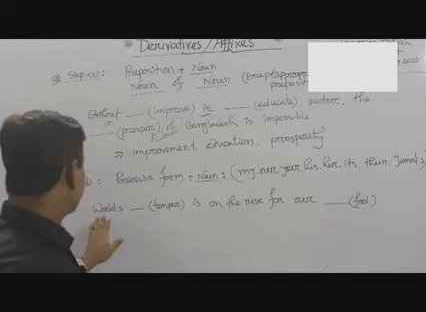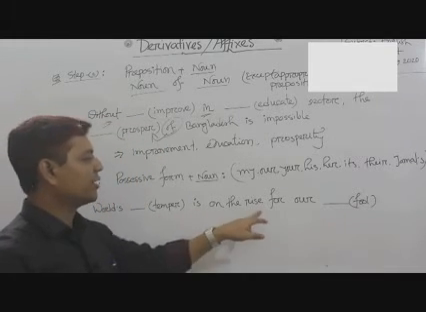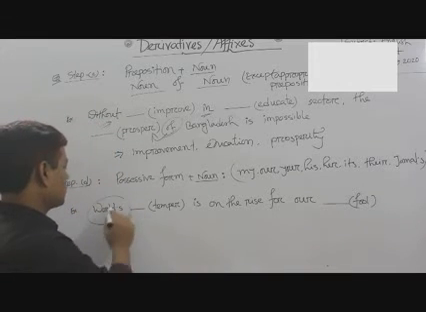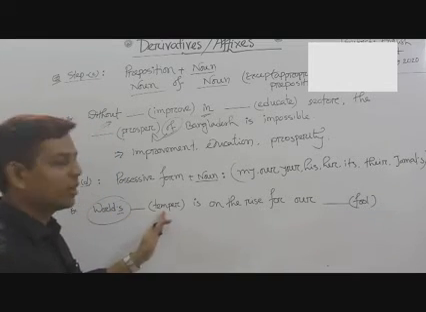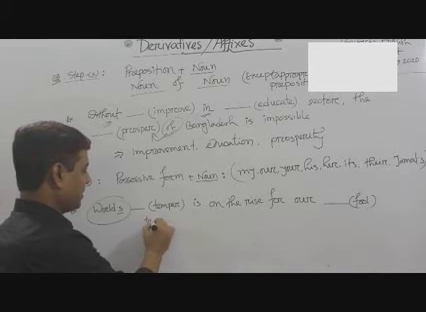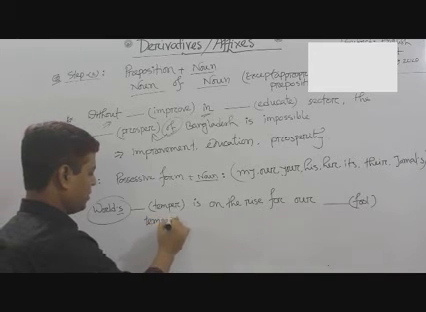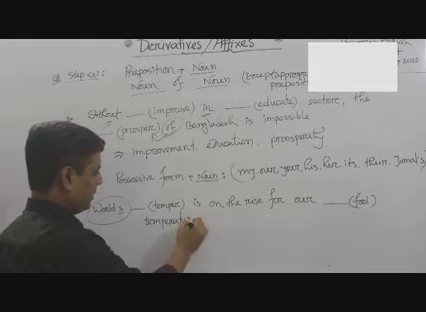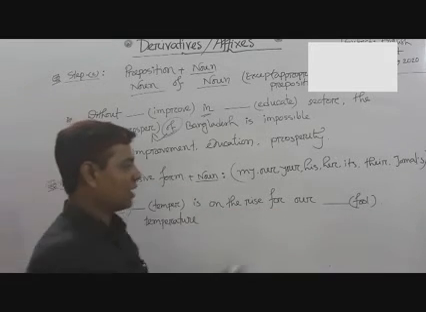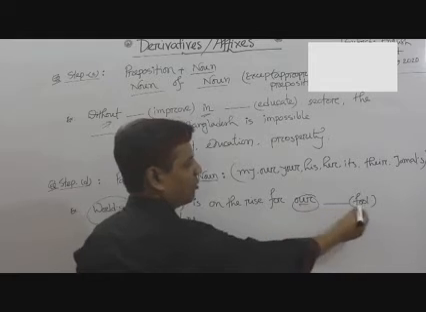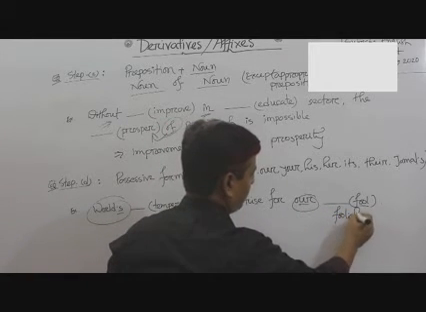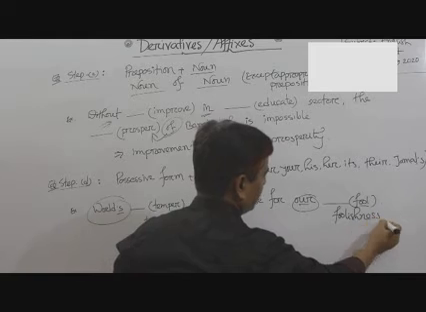As the example says, world's dash (temper) is on the rise for our (fool). Here world's, apostrophe s, is a possessive, so we have to use temper in the noun form. The noun form of temper is temperature, T-U-R-E. World's temperature is on the rise for our. Our is a possessive form, so you have to use fool in the noun form. Foolishness. Foolish, suffix ness comes here.